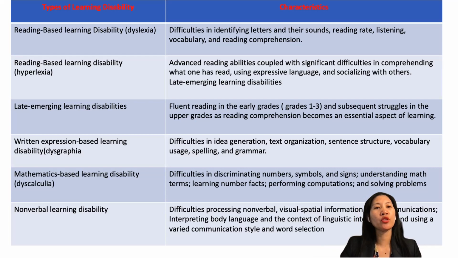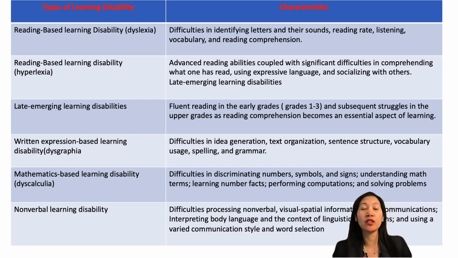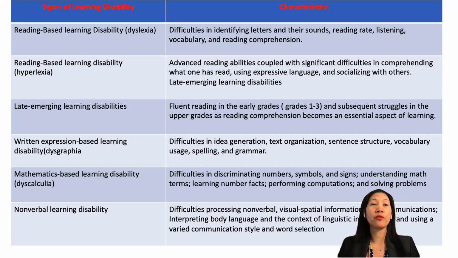Another one is late-emerging learning disabilities. These students have fluent reading in the early grades, just like first grade to third grade. However, when they reach the fourth grade and upper grades, they struggle with reading comprehension, and it becomes an essential aspect, because this is an essential aspect of learning. That's late-emerging learning disabilities.